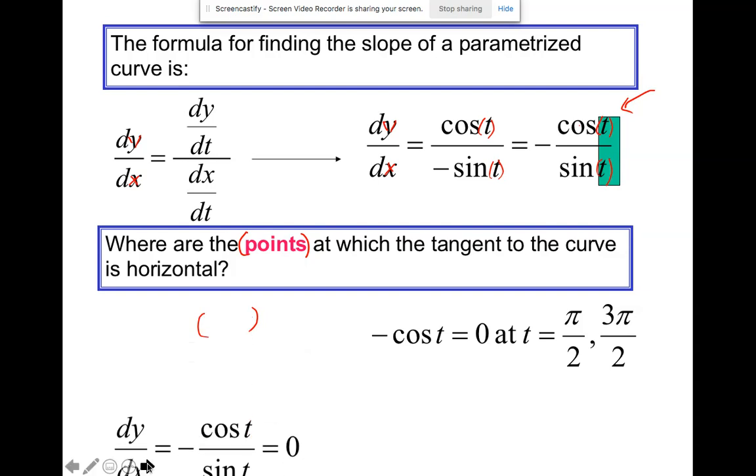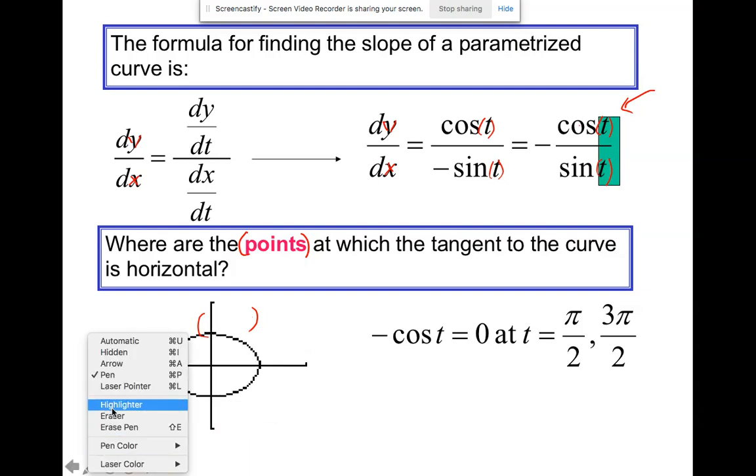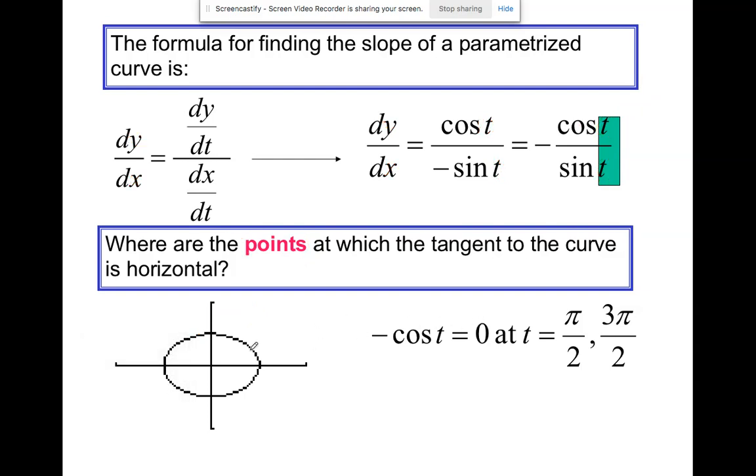And hopefully looking at your circle, that makes sense, right? At t equals pi over 2 and 3 pi over 2, I can see the horizontal tangents. But that's not the points at which these occur. Remember, the points came from plugging in x was cosine of t and y was sine of t. You need to take these t values and plug them in here to get the position, or psych, you know, this is the unit circle, so this is (0, 1), and this is (0, negative 1). Would you get that plugging in time here?